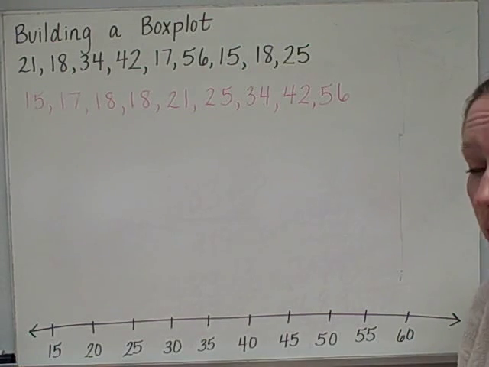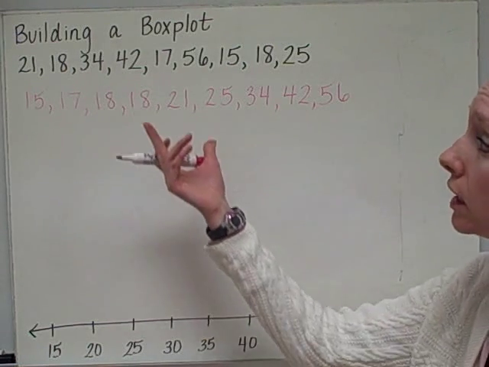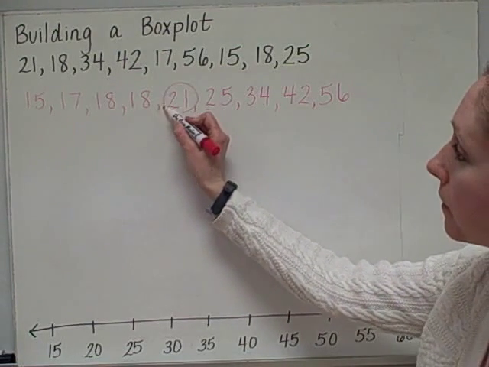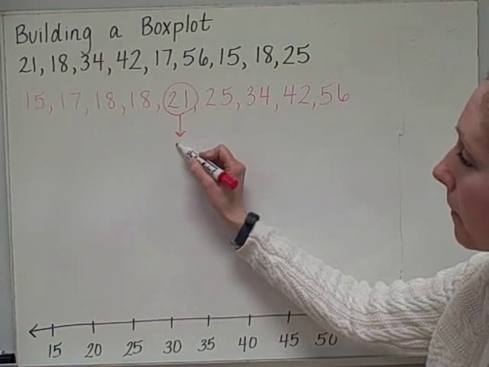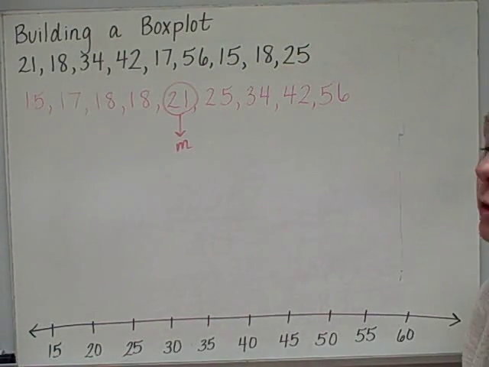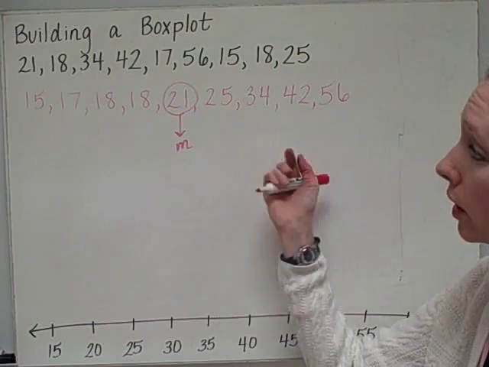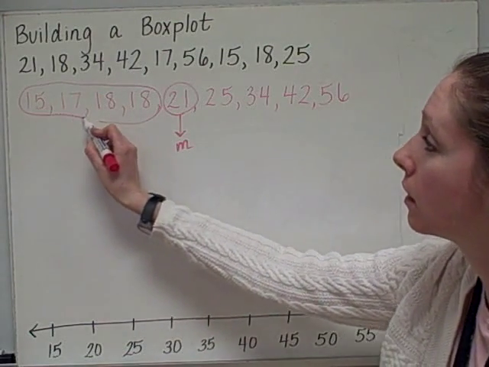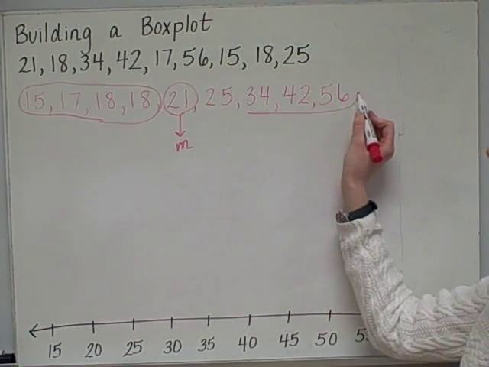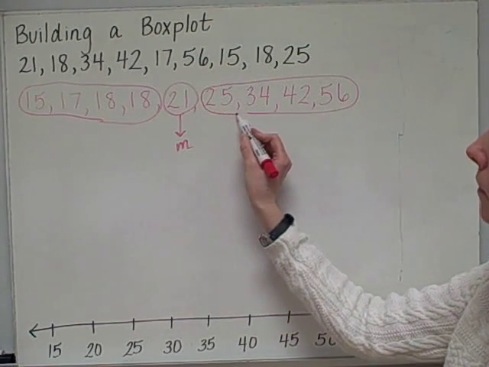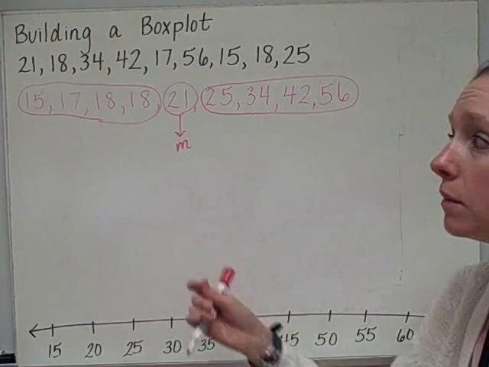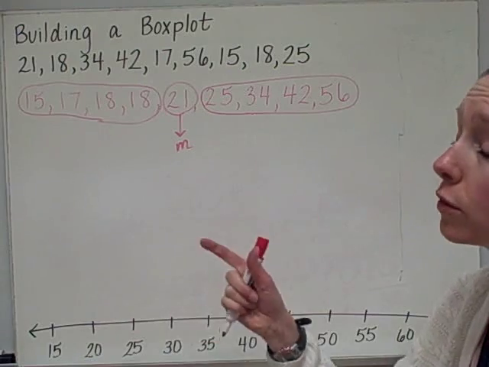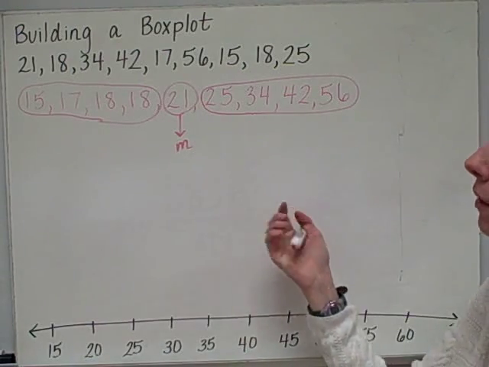First thing I'm going to do is find the median. Break my data into two parts. The middle number is 21. That breaks my data into two equal parts, so now I have a lower half and an upper half. I need to find the middle of the lower half and the middle of the upper half. Those are my lower quartile and upper quartile.